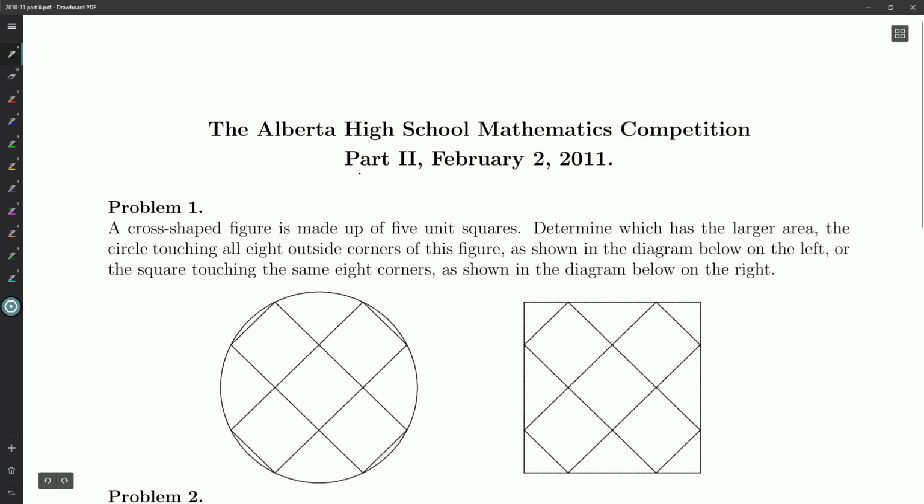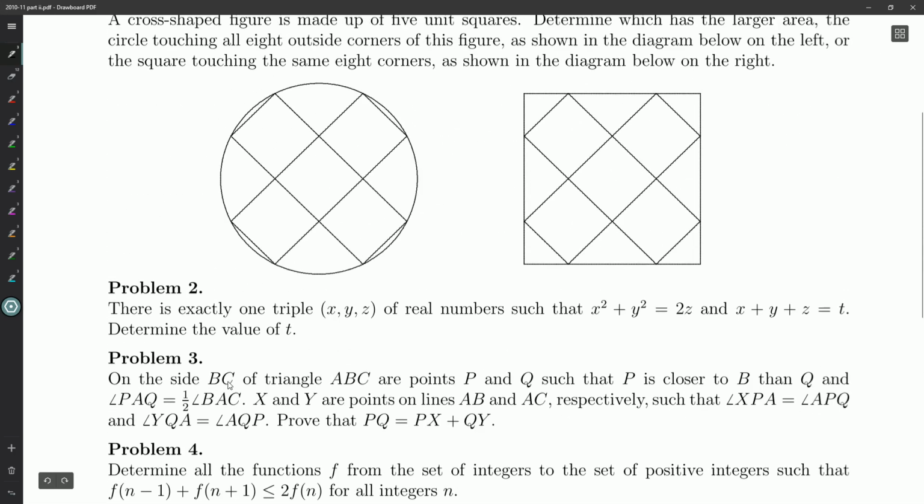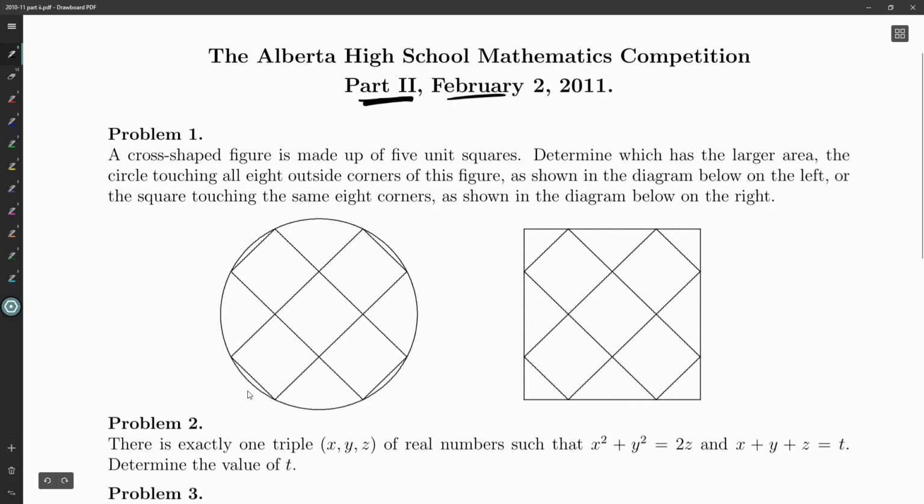This time it'll be part 2 of the paper from the 2010-2011 school year. So remember, part 1 is the multiple choice contest. It's written in November of the school year, and then in February we have part 2 of the paper. So there are 5 questions here, as is standard: 1, 2, 3, 4, 5. They tend to increase in difficulty.